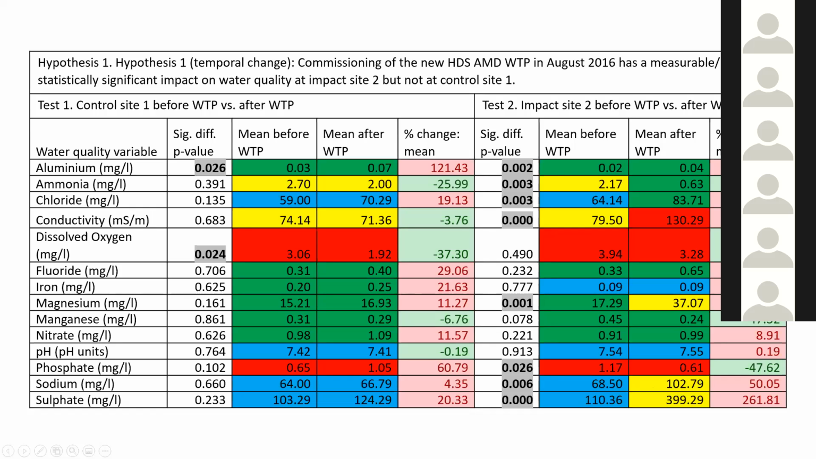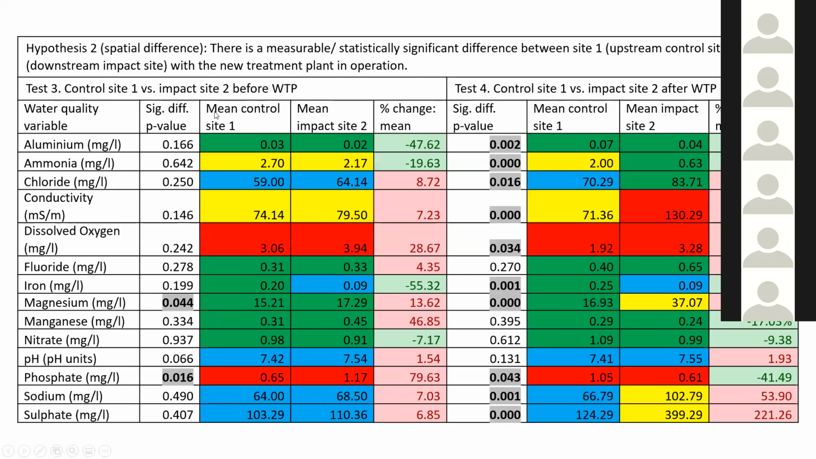Okay, so this is to test temporal change, and a very similar situation is seen when you're testing the spatial difference. So for test 3, we tested control site versus impact site, and we only saw a significant difference in magnesium and phosphate, but those also remained very similar water quality targets. And actually, there's very little difference between control site 1 and the impact site before the water treatment plant. So basically, in the conditions before the water treatment plant, site 1 and site 2 were behaving very similarly.